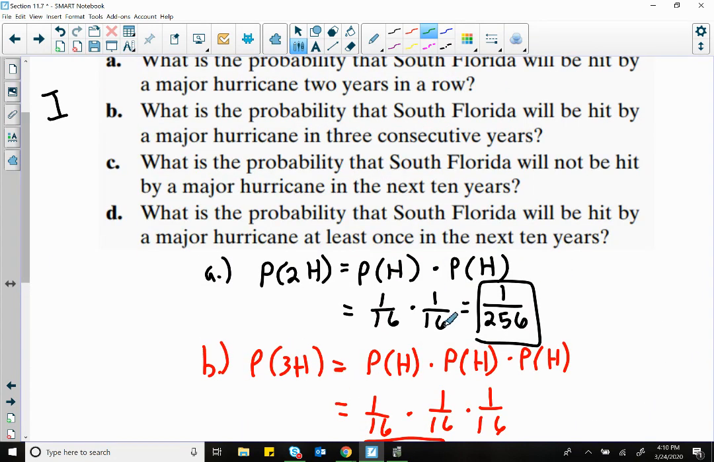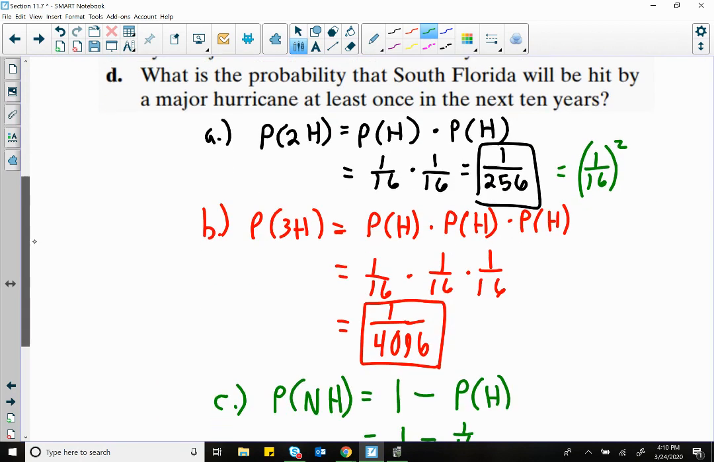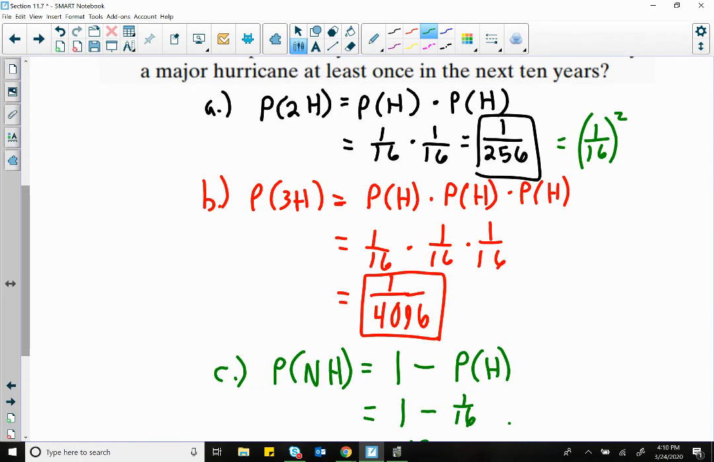There's another way that we could have put the 1/16 into the calculator times the 1/16. Because these are the same, that just means it's like exponentials. We're taking 1/16 and we're squaring it. The same thing for B. We're going to take the 1/16 that we had here, and since we're multiplying it 3 times, it's just like cubing it. Okay?